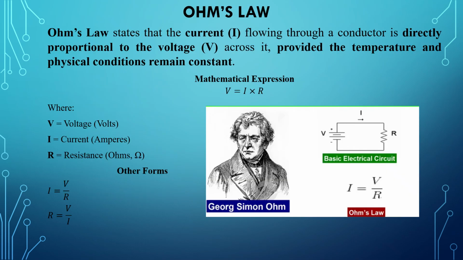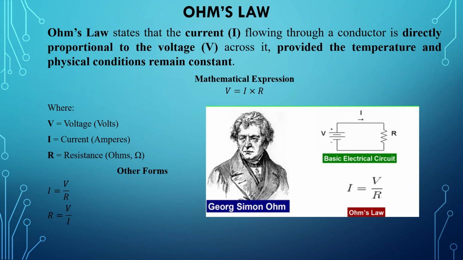First one is Ohm's law. Ohm's law states that the current flowing through a conductor is directly proportional to the voltage across it, where the temperature and other physical conditions remain constant. The mathematical expression for Ohm's law is V is equal to I into R. This Ohm's law was invented by George Simon Ohm, where V is voltage, I is current, and R is resistance.